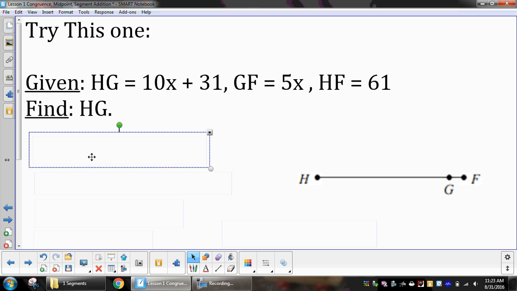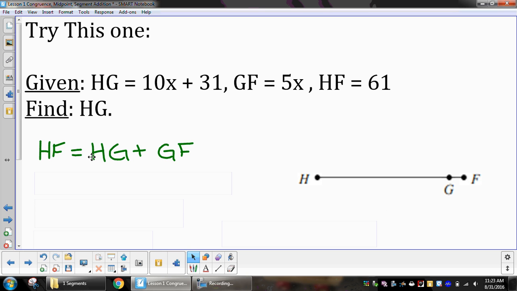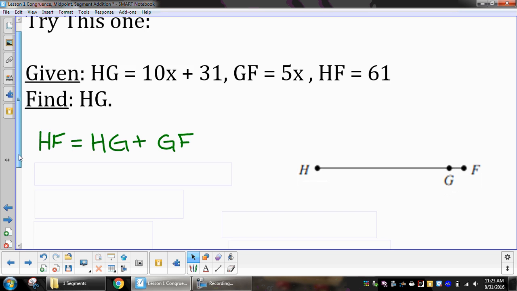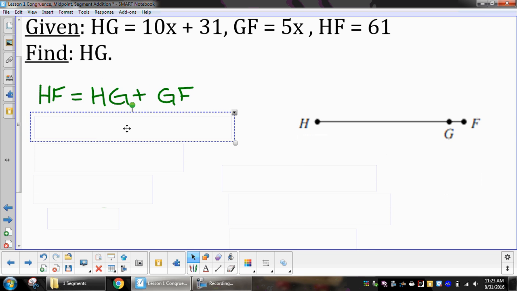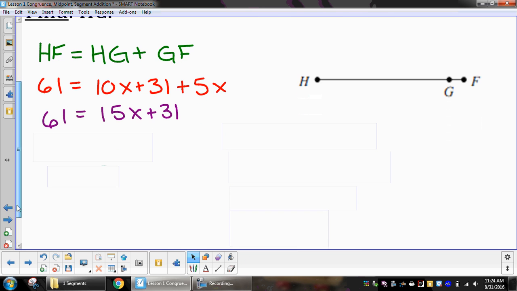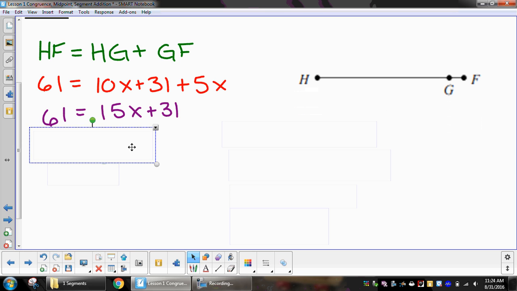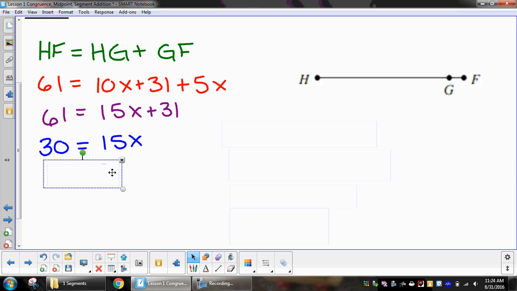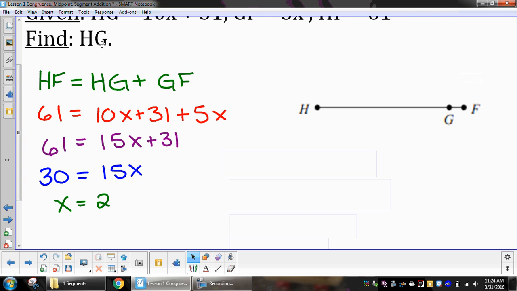So in order to do that, I'm going to start by representing that the big segment HF is equal to those two smaller segments added together. I'm going to plug in their lengths that I was given. Over on the right, I'm going to combine 10x plus 5x. And now I'm going to solve this two-step equation by subtracting 31. I'll divide by 15. I'm not done yet.